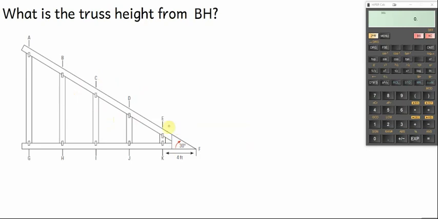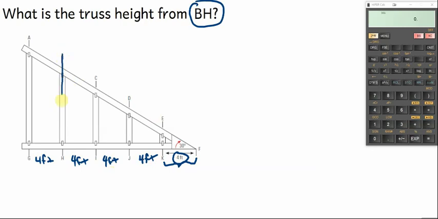Now we're told that the span between each of the trusses is 4 feet. That's pretty spacious, and may not even be to code, but we'll go with that dimension. So 4 feet is this value. So between every truss, there's 4 feet. There's 4 feet. There's another 4 feet. There's another 4 feet. Now the question is, what's the BH height?